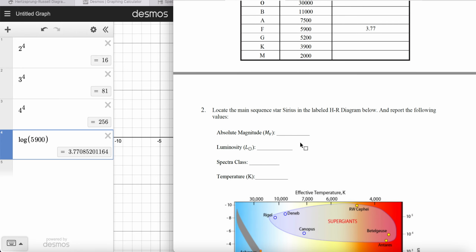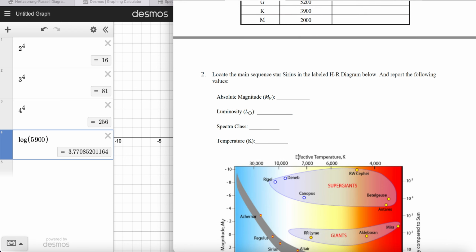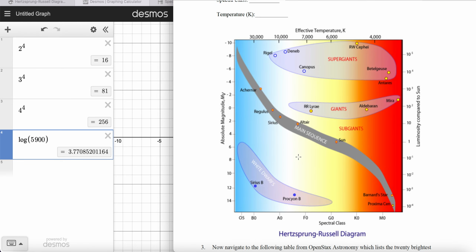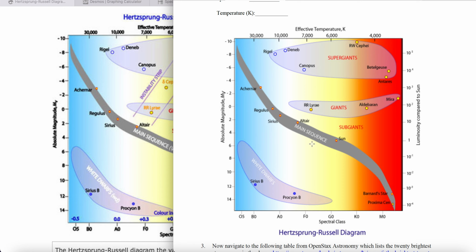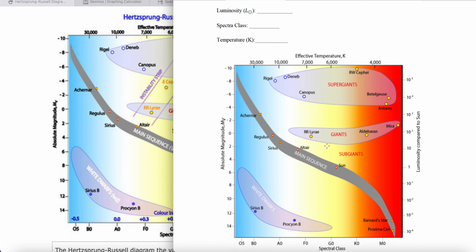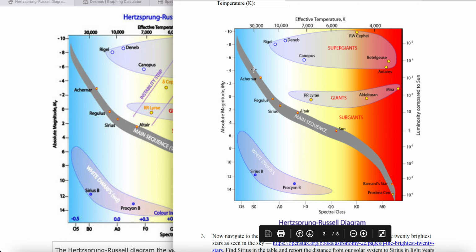Okay, so now we're going to take a look at some other ideas, which is primarily absolute magnitude, luminosity, spectral class, and temperature. And first of all, you're going to find the star Sirius, and I've reproduced the HR diagram that's the same as the one from that original website. It's a higher resolution, as you can see. What we're looking for is just the star Sirius, which is one of the few labeled stars.